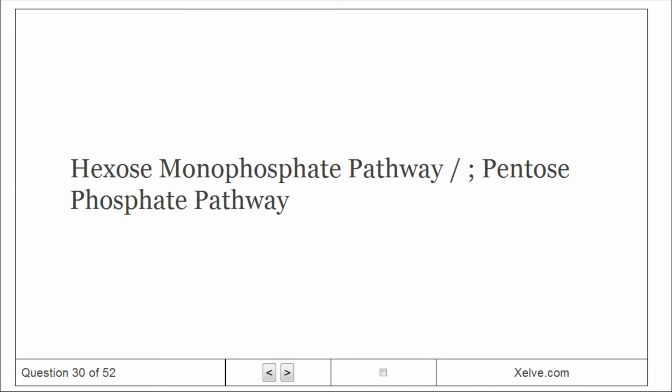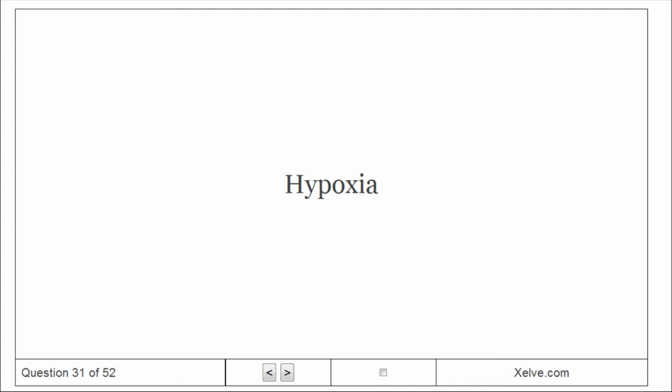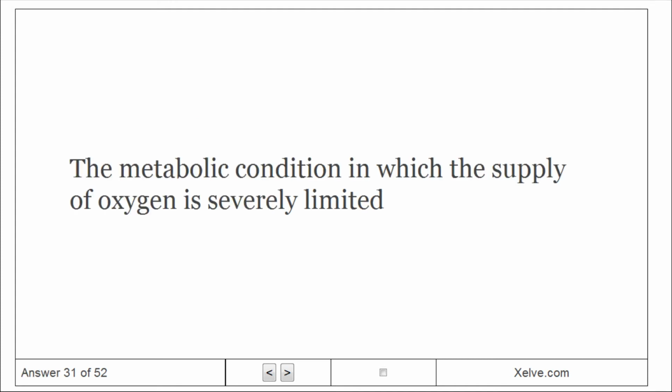Hexose monophosphate pathway, pentose phosphate pathway: a pathway, present in most organisms, that serves to interconvert hexoses and pentoses and is a source of reducing equivalents, NADPH, and pentoses for biosynthetic processes.